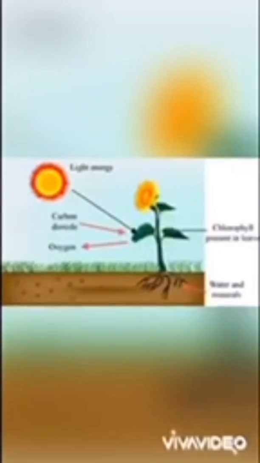The next topic is the flow of energy in living things. The sun is the main source of the energy, as everybody knows. From the sun, the energy is transmitted to the plants and then to the animals and human beings. So main source is sun.